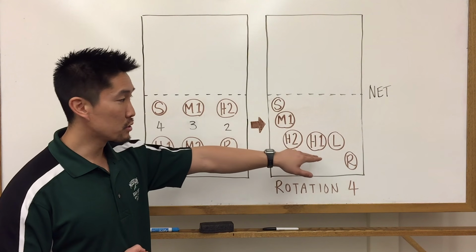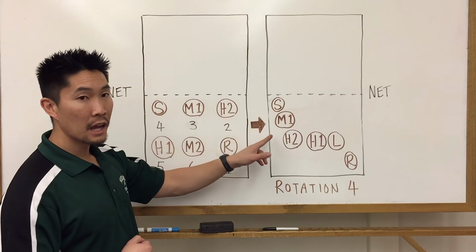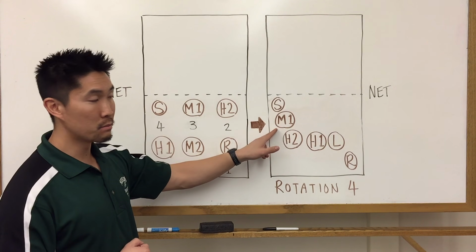Here in serve-receive, you'll see that the M1 stays to the right of the setter, and the H2 stays to the right of the middle.